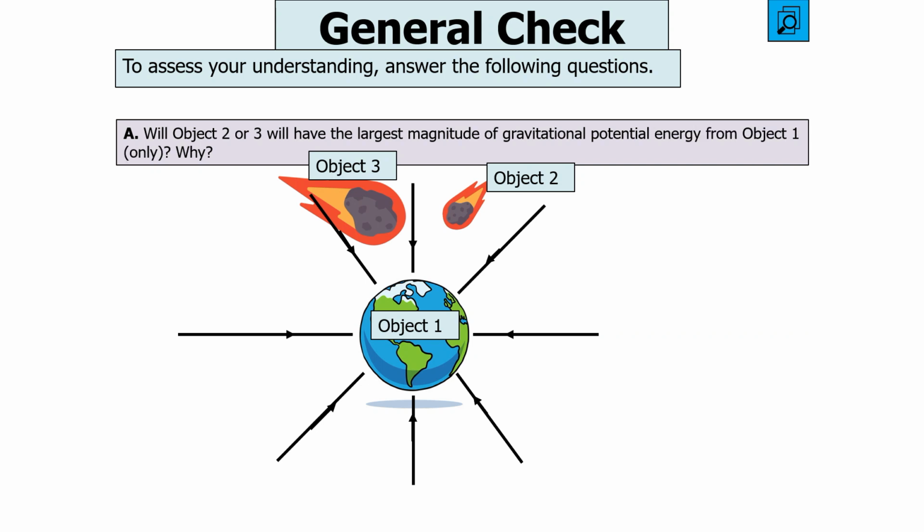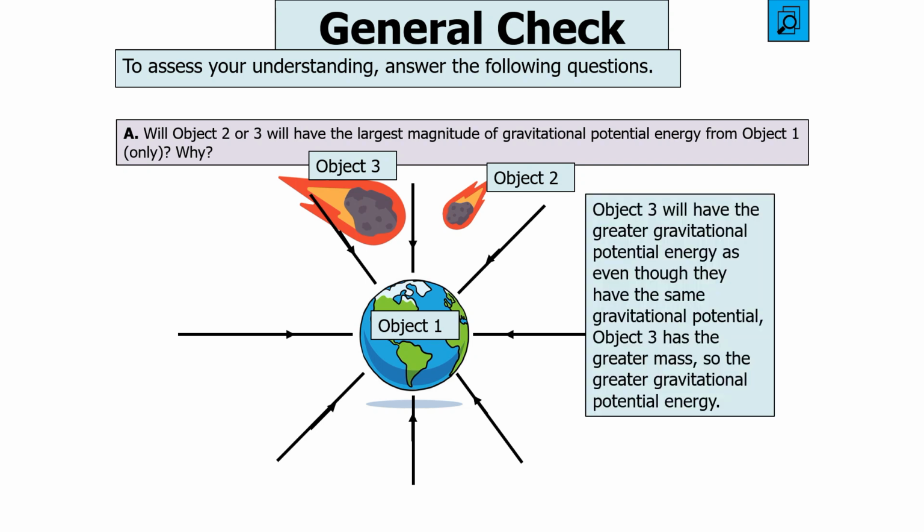Will object 2 or 3 have the largest magnitude of gravitational potential energy from object 1, and why? Object 3 will have the greater gravitational potential energy, as even though they have the same gravitational potential, object 3 has the greater mass, so will therefore have the greater gravitational potential energy.